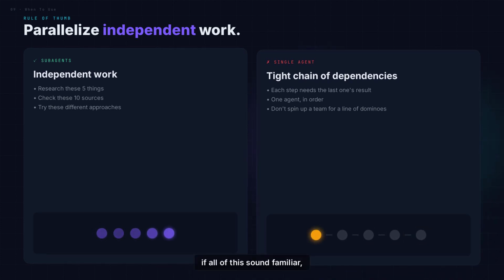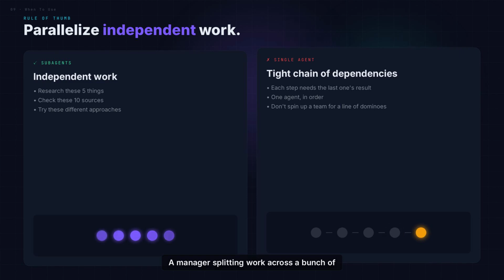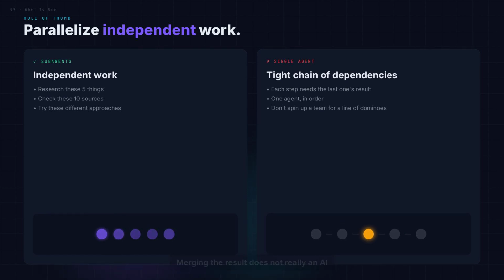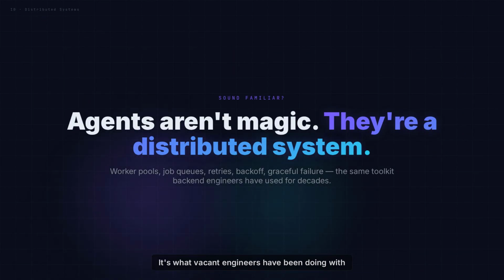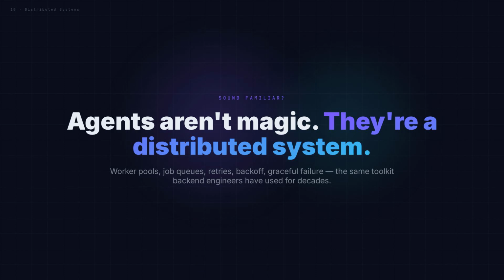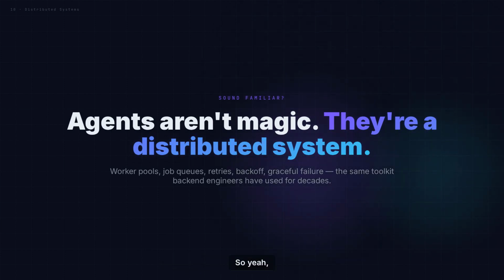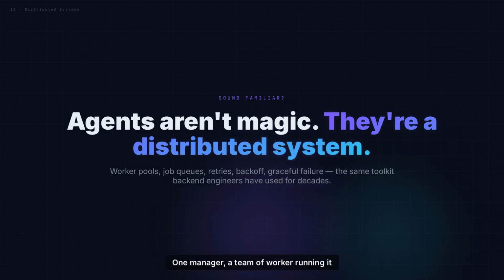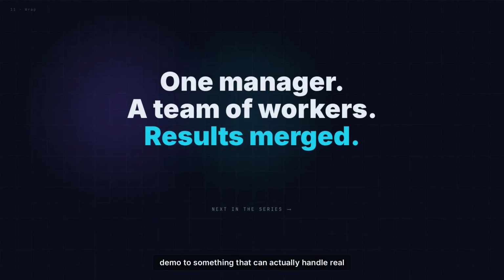And look, if all of this sounds familiar, that's kind of the point. A manager splitting work across a bunch of parallel workers, handling the one that failed, merging the results, that's not really an AI thing. That's distributed systems. It's what backend engineers have been doing with worker pools, jobs, queues for decades. Which is the whole theme here. Stop treating agents like magic. Start treating them like the distributed system they actually are. So yeah, that's subagents: one manager, a team of workers running in parallel, results merged at the end. That's how you go from a cute little demo to something that can actually handle real work.